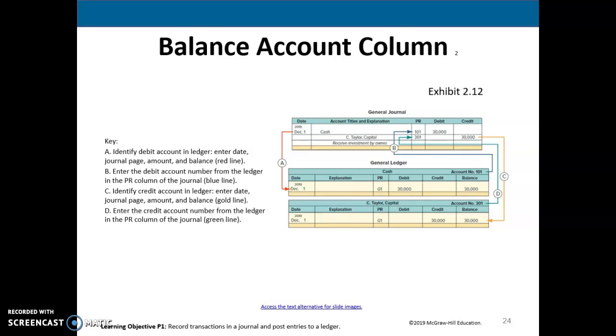And then we're going to enter the debit account number from the ledger in the post reference column from the journal. So that account that we're posting to, account number 101, is going up here into the post reference column in the journal, 101, to show we posted that amount to account number 101. Same thing with the other one, the 301. The credit went to account 301, the capital account. So we're going to identify the debit and the credit, post them to the appropriate area, and make sure we note where we posted it in both the journal and also in the ledger.